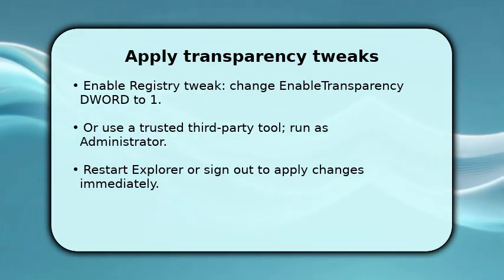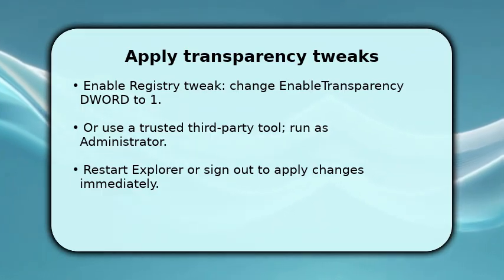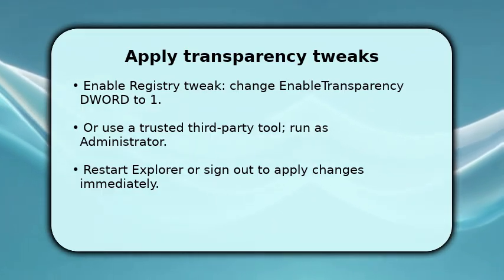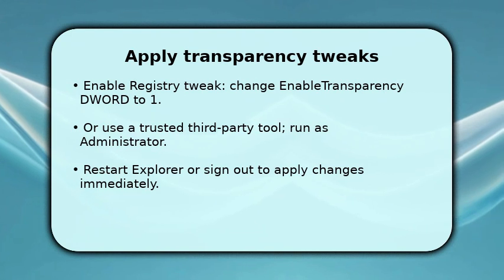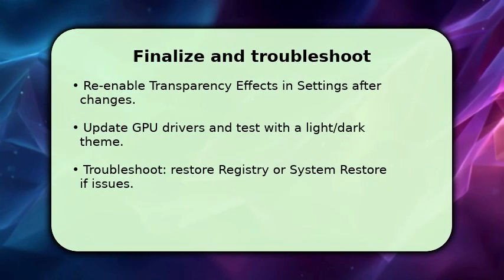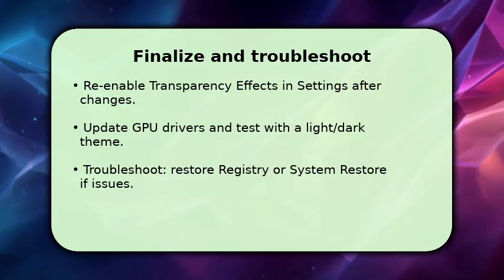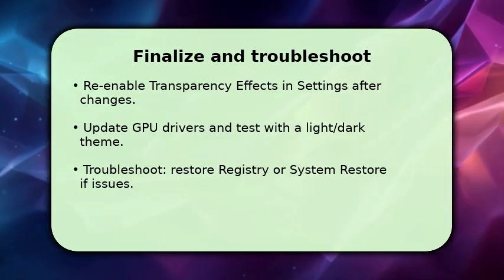After making the change, restart Windows Explorer or sign out and back in so the shell reloads with new settings. Make sure to check for theme or GPU driver conflicts that can block transparency from taking effect. Finish by re-enabling transparency effects in settings and confirming the taskbar now shows the intended transparency.